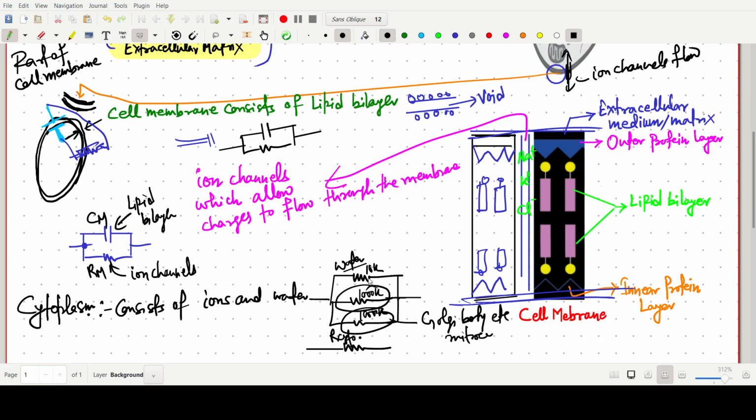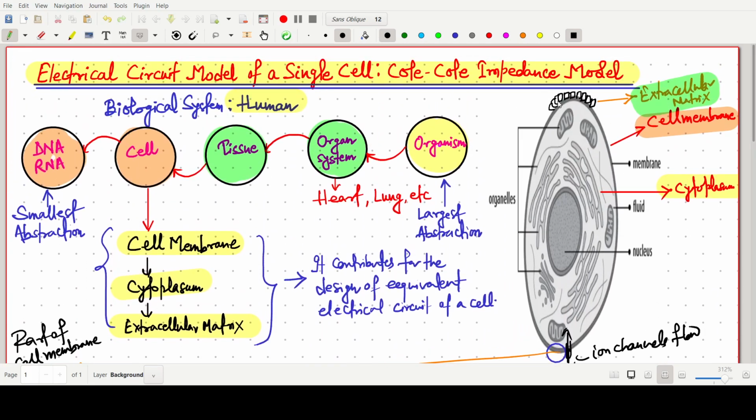If we consider two resistances, 10K and 1000K, in parallel, and find the equivalent resistance, it will be nearly equal to the lower value. So we consider this 10K as our cytoplasm resistance. Clear? Then there is the extracellular matrix.